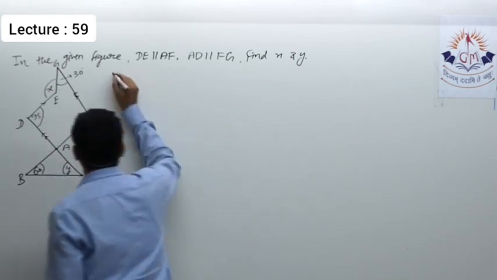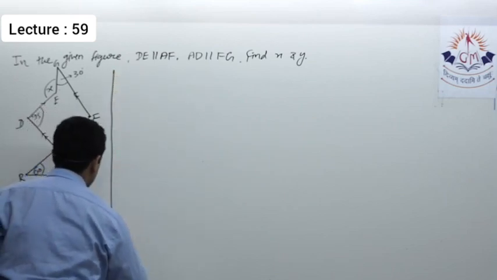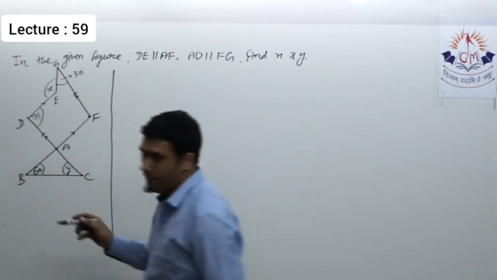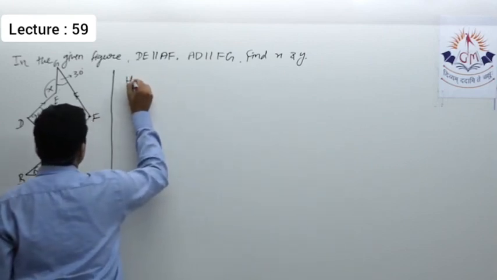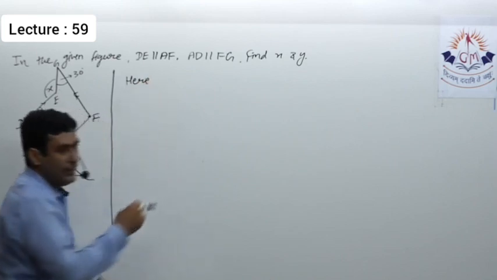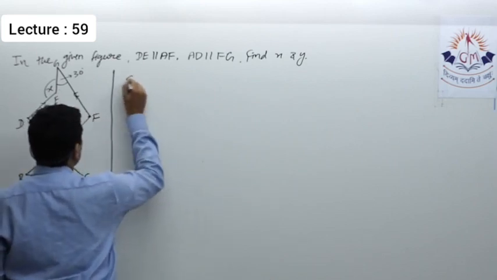See, first of all, it is given DE parallel to AF. Here I'm directly giving you the solution. I'm not writing given and what to find. I'm just giving you the solution directly.